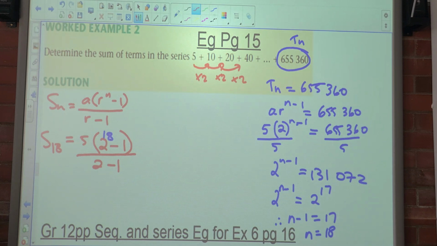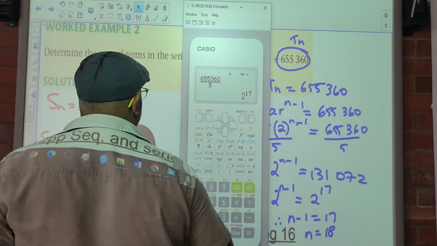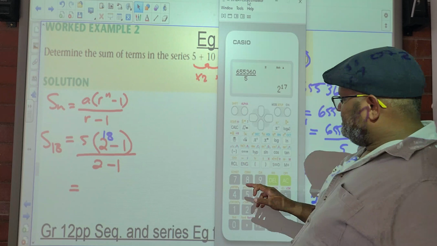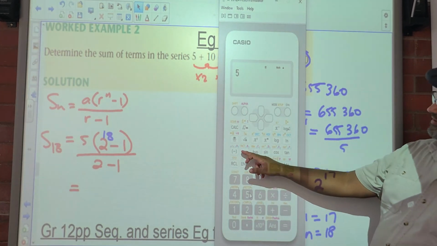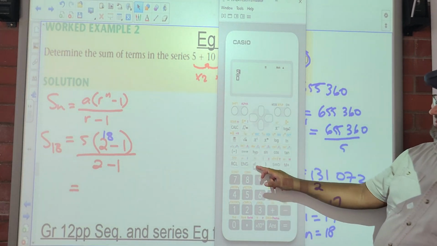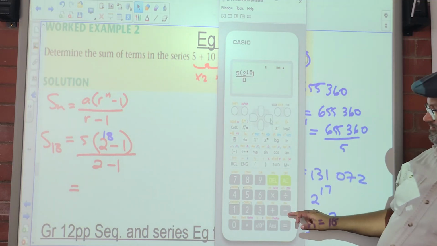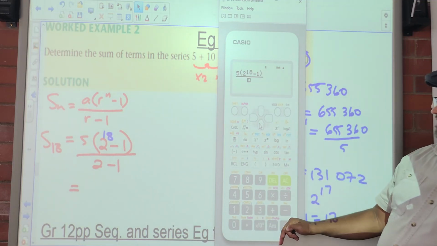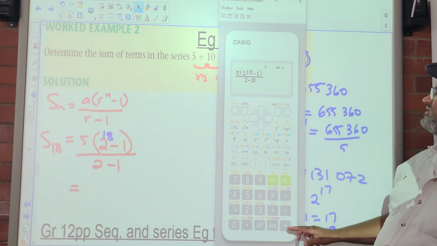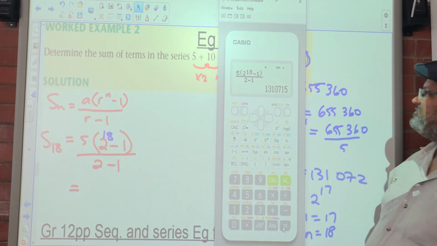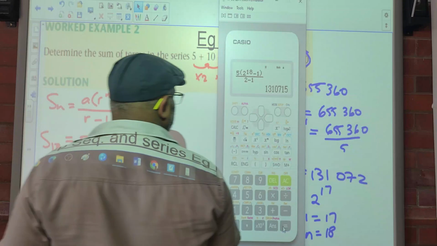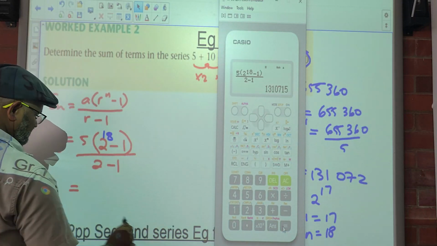So what can we do from the... Substitute in the formula and in the calculator. So I got 5 open brackets, 2 to the exponent 18 minus 1 over 2 minus 1. Gives you 1,310,759.